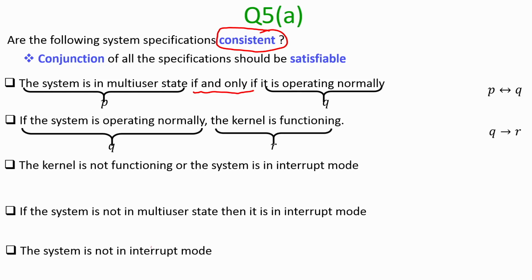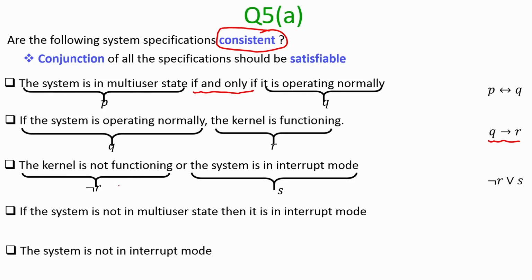Then the second statement or the specification requires me 2 variables Q and R. So, let Q represent the proposition the system is operating normally, and let R represent the proposition the kernel is functioning. Then the second statement is a form of if then statement which can be represented by Q implies R.